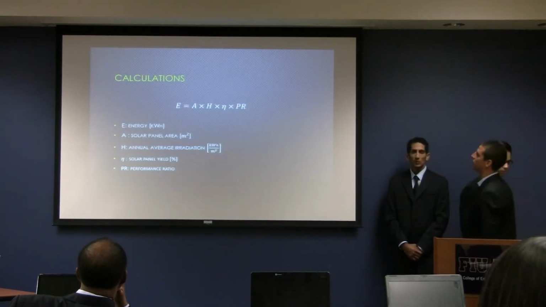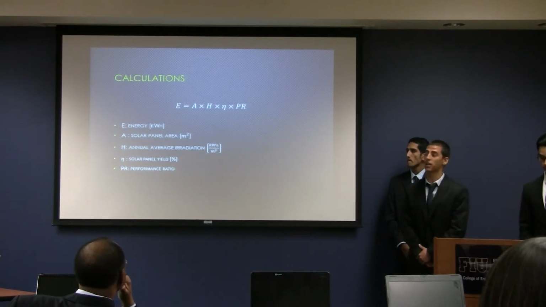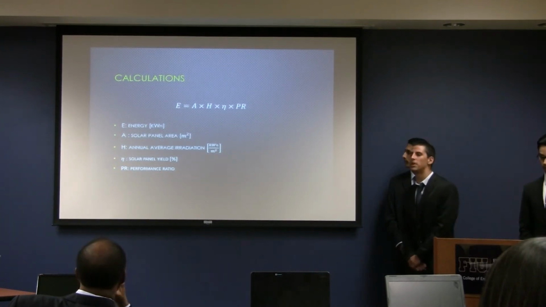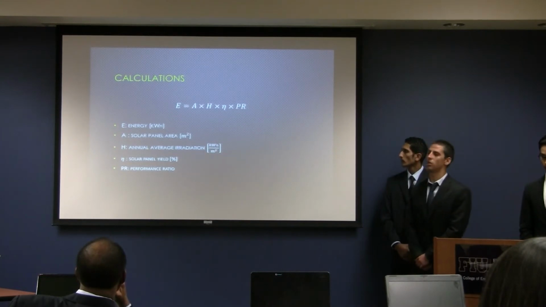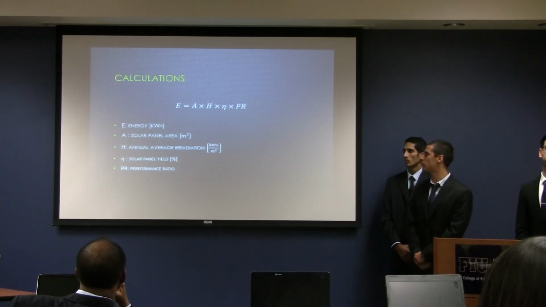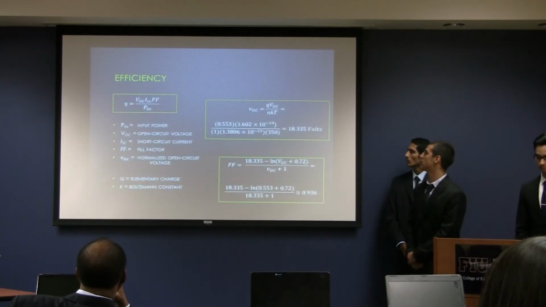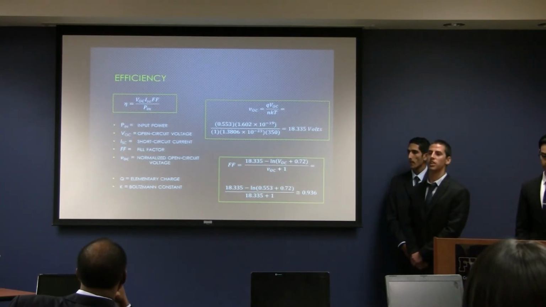So for our calculations, we did theoretical calculations to confirm the accuracy of our experimental results. These are based off of a generalized formula which depends on 4 factors, which are the surface area of the solar panel, the solar irradiation, efficiency, and performance ratio, which each will be explained in the following slides. First is efficiency, which also depends on 4 variables. These are the open circuit voltage, short circuit current, input power, and fill factor.